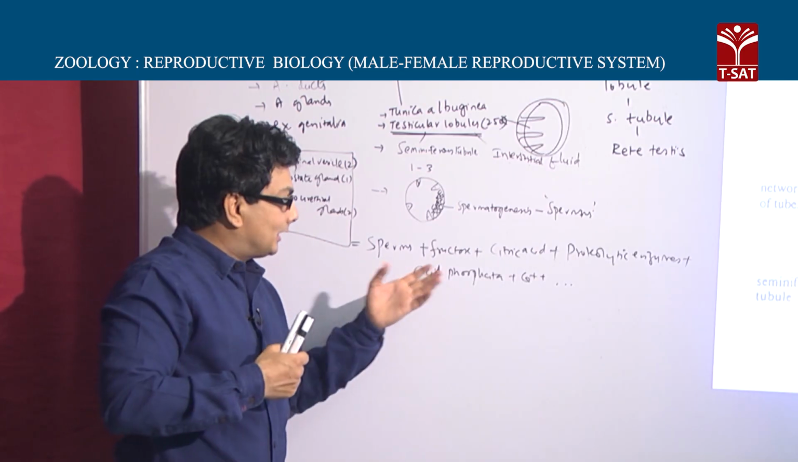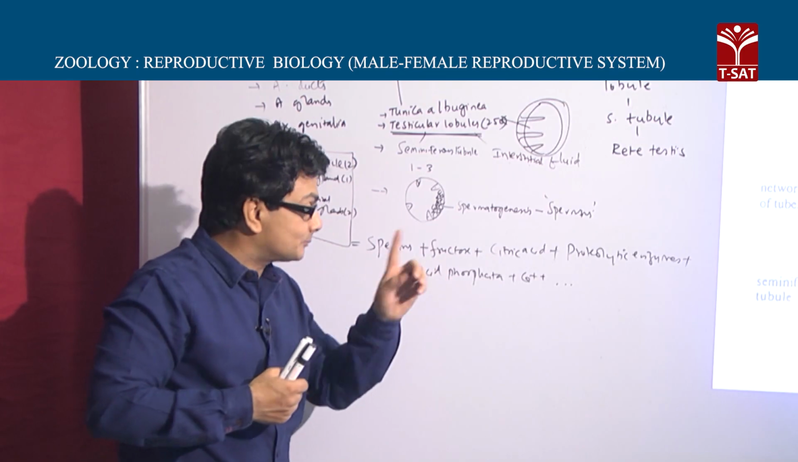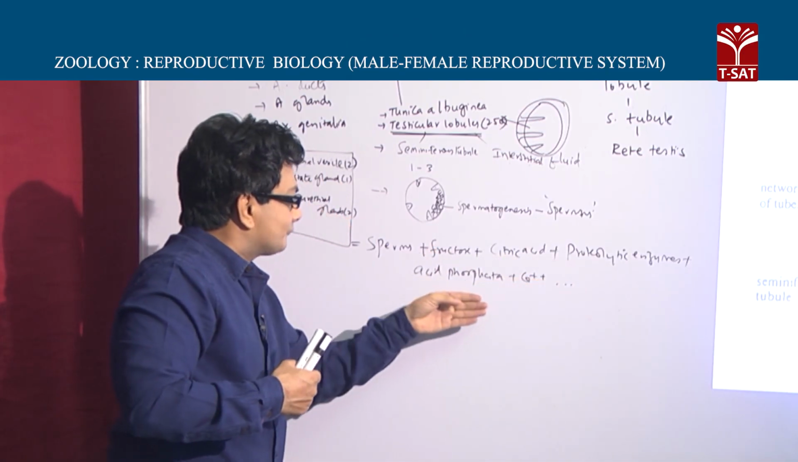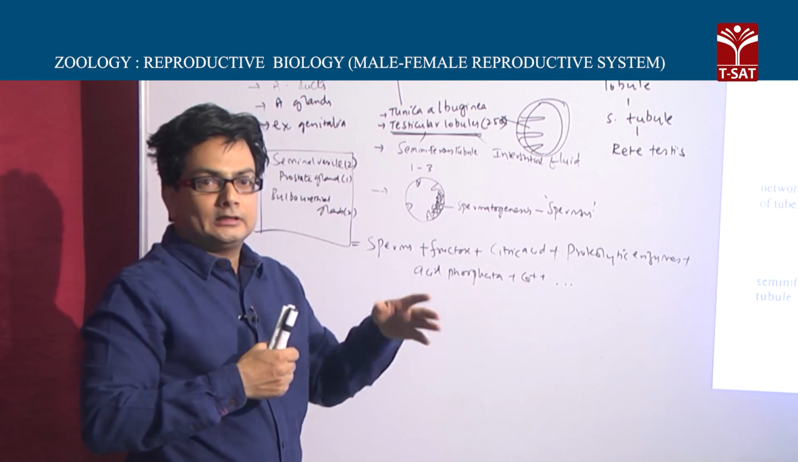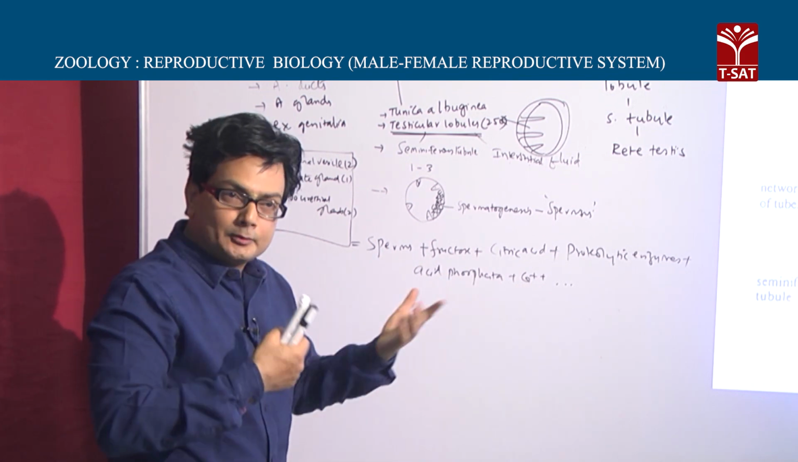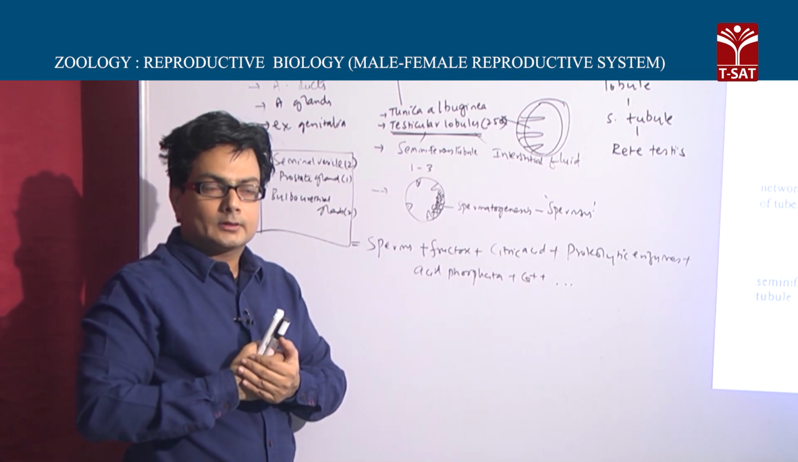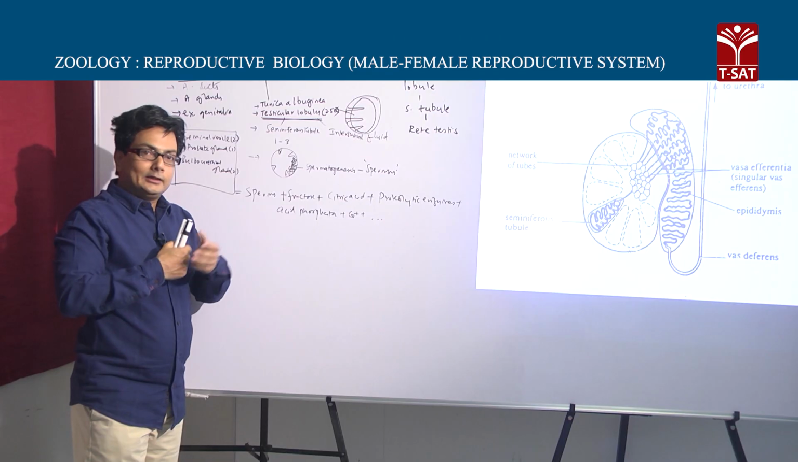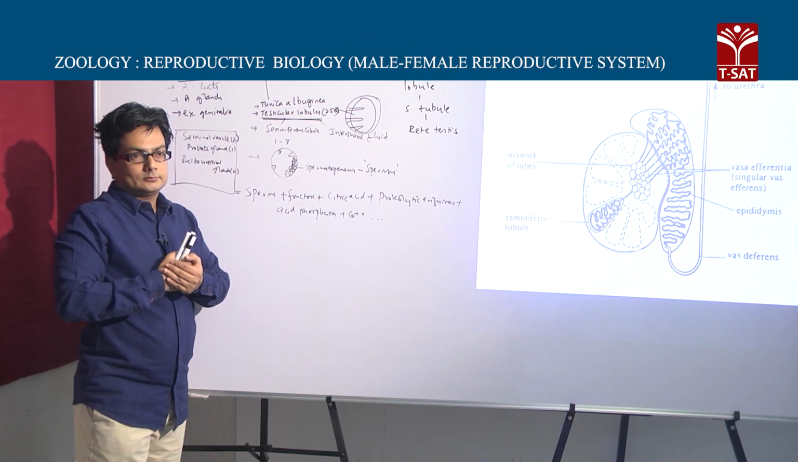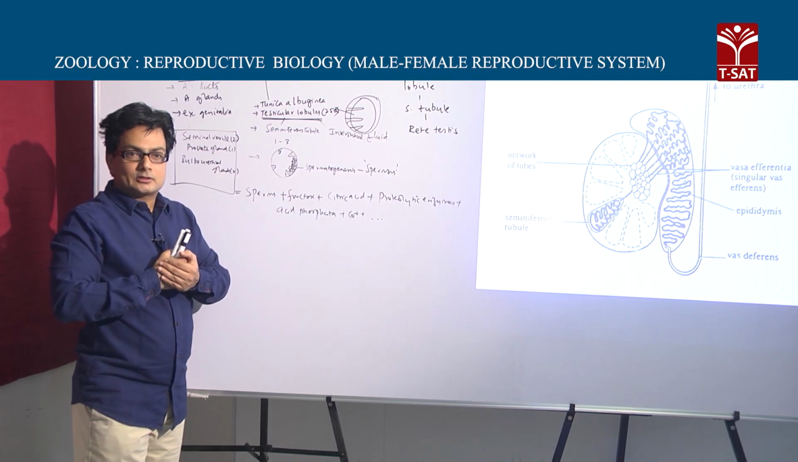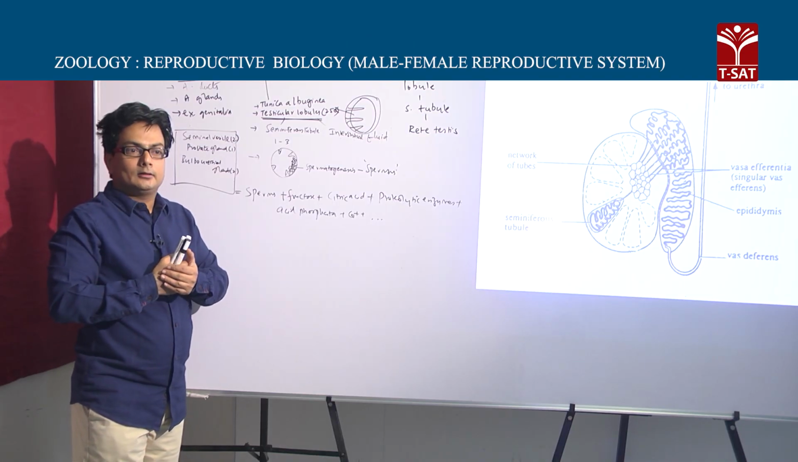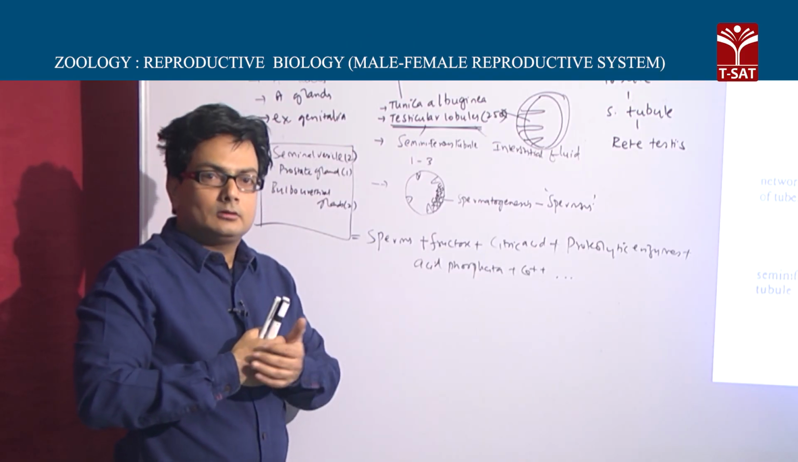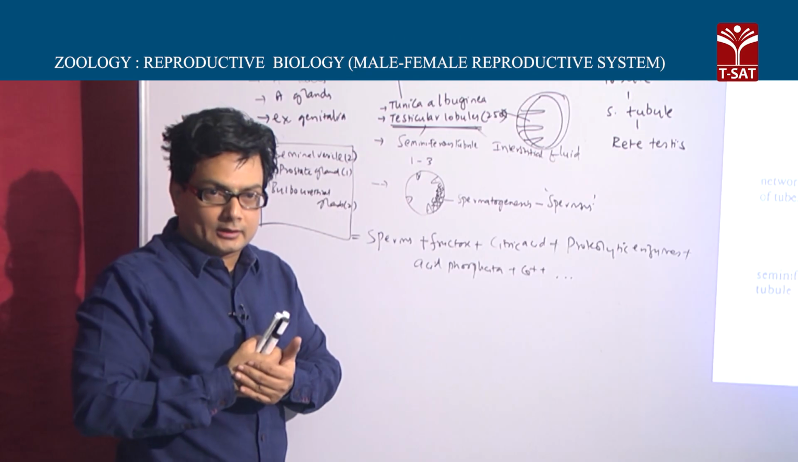And the seminal plasma contains fructose, citric acid, proteolytic enzymes, acid phosphatases, calcium, and finally the principal component will be the sperms or the male gametes. And during the coitus, the intromittent organ, the penis, which is nothing but the external genitalia, will be useful in transferring the semen into the female genital tract.